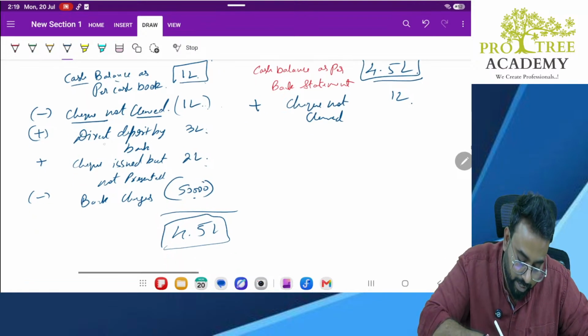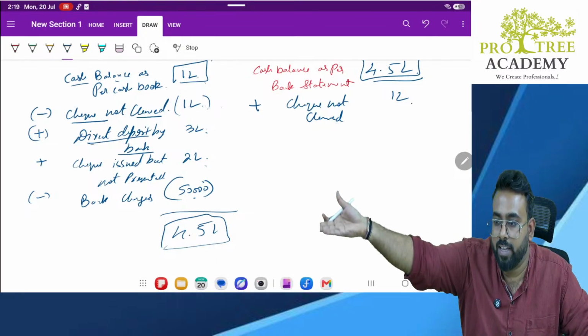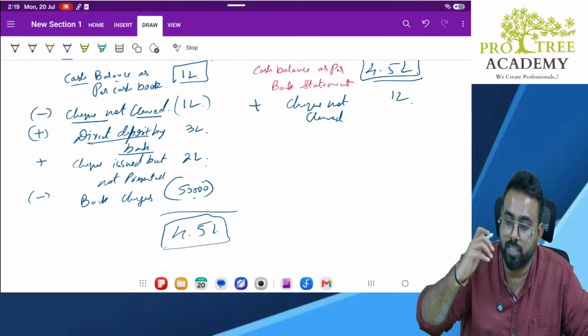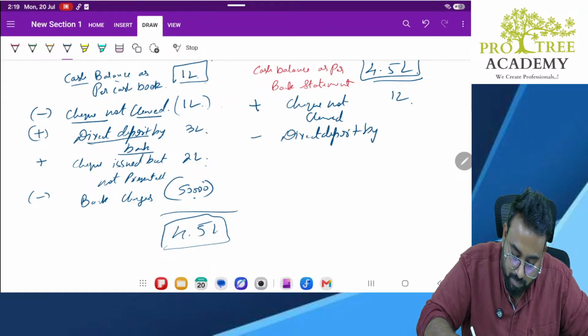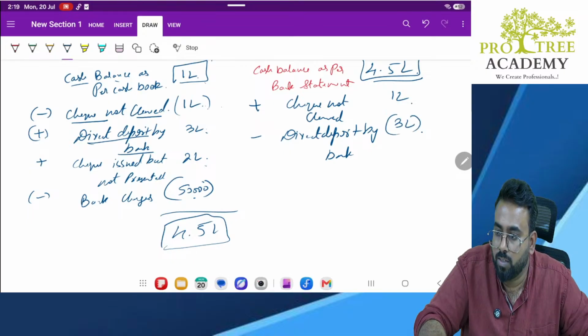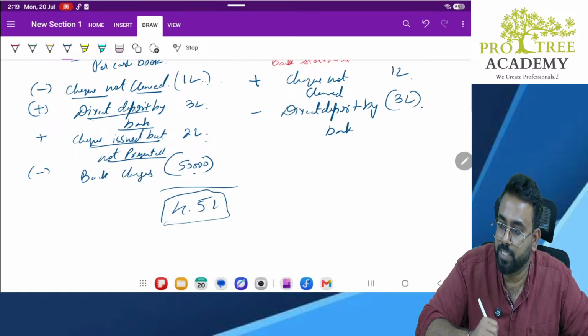Here now, direct deposit by bank. The bank has already recorded it, but in the cash book we would not have recorded it. So we will reduce it. Minus direct deposit by bank. Does everyone understand?